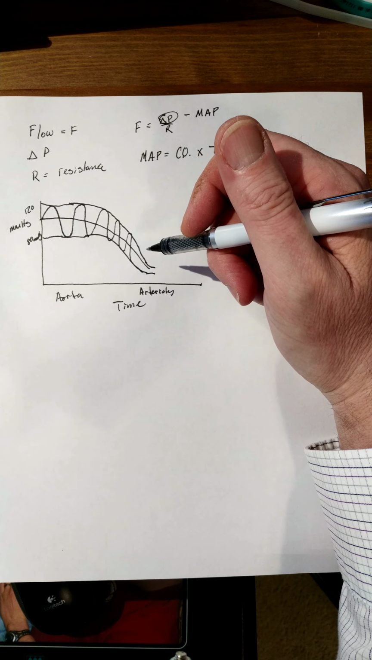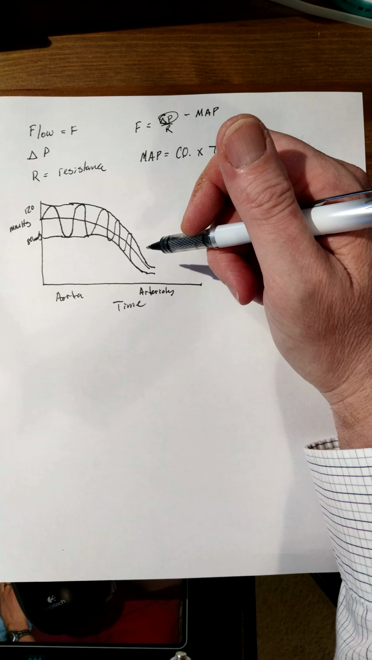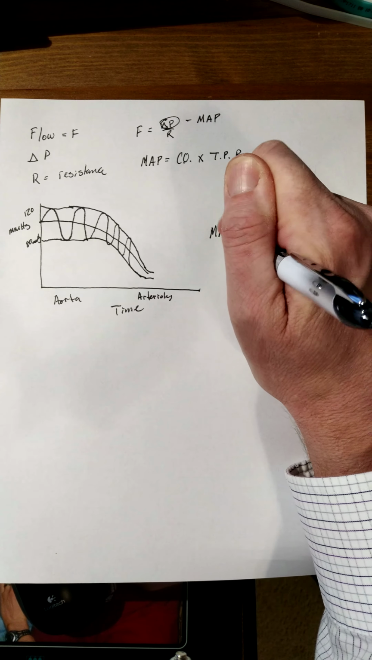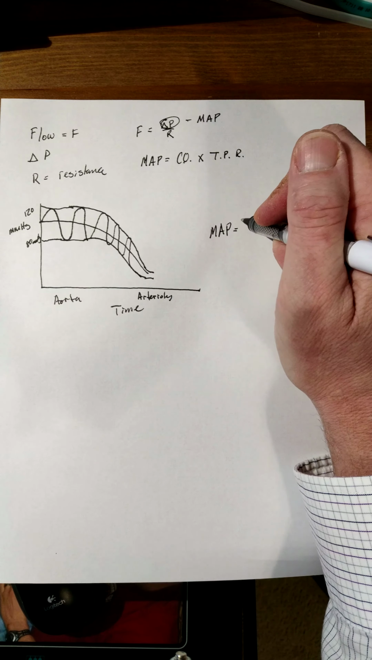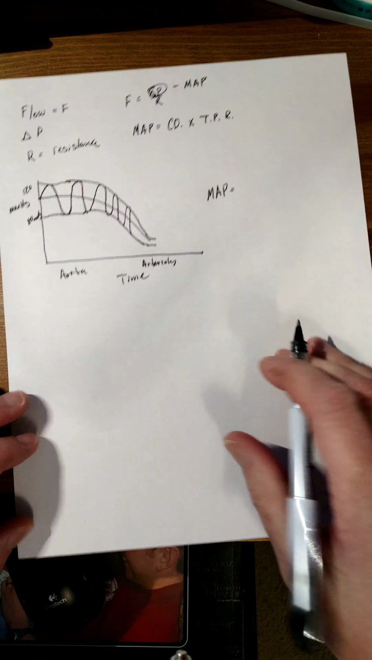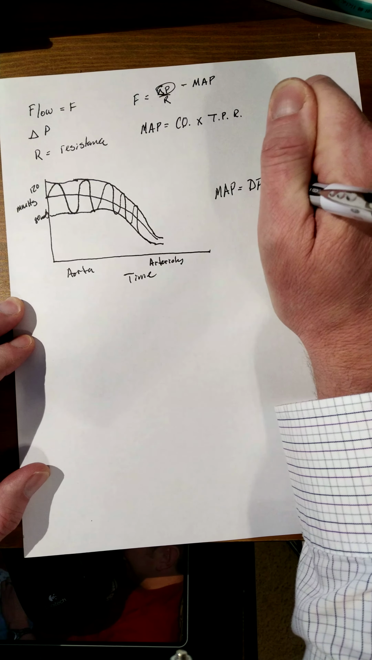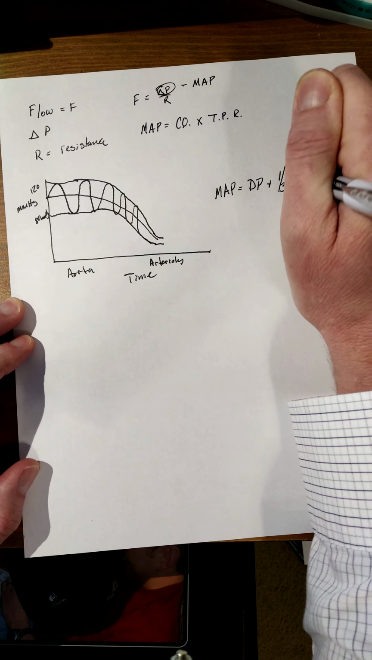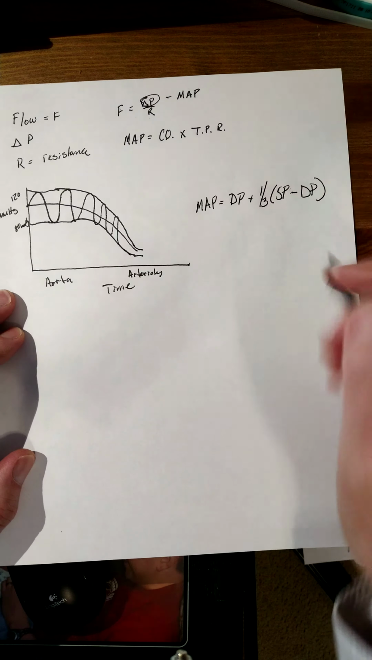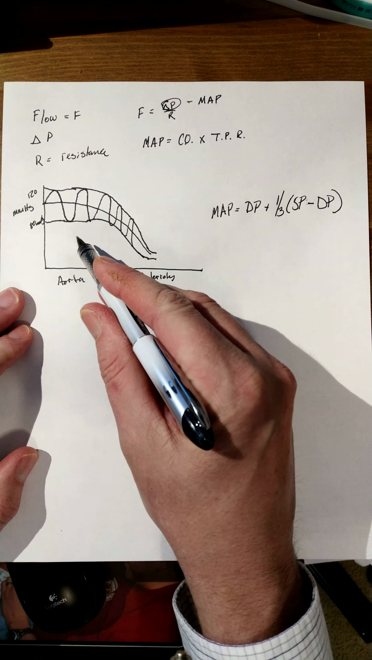Mean arterial pressure can be calculated a different way. It is mean arterial pressure equals the diastolic pressure plus 1/3 systolic pressure minus diastolic pressure. So that's our mean arterial pressure related to our figure here.